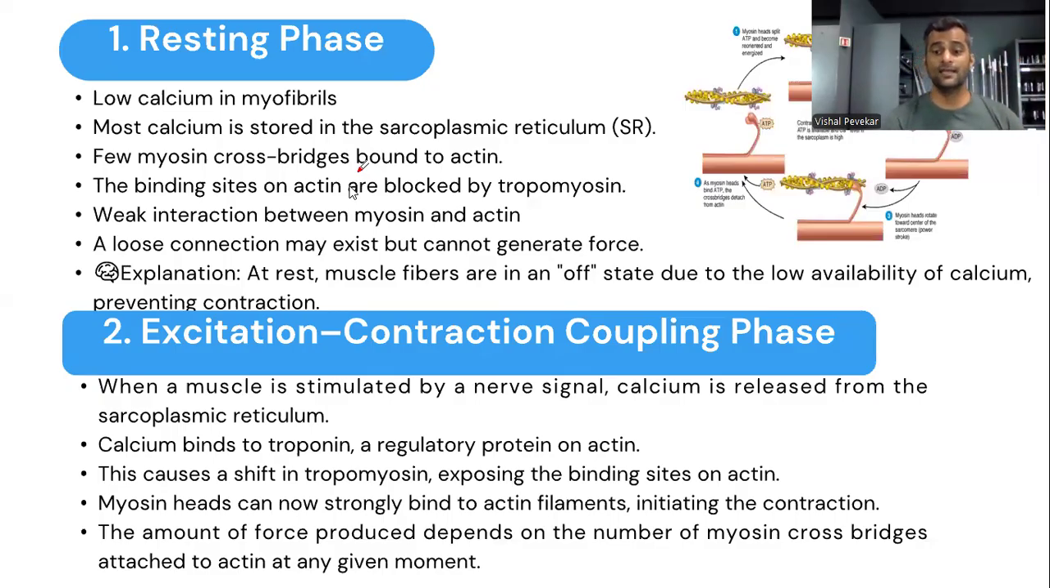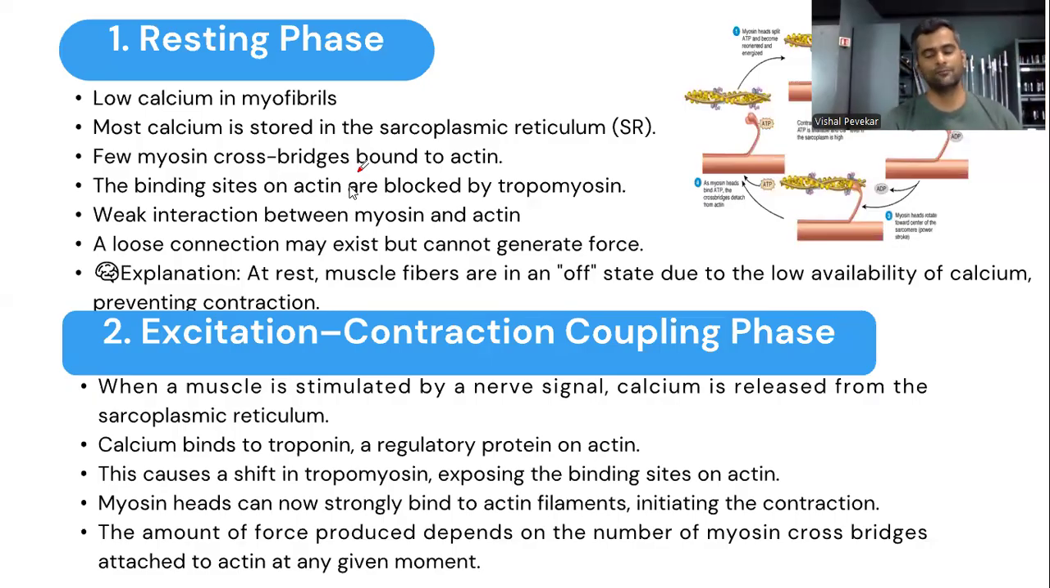ATP is an enzyme that gives energy to myosin to pull the actin, resulting in contraction. So we go to the third phase. Now it's the fourth phase, which is the recharge phase, where the muscle starts shortening through repeated cycles.